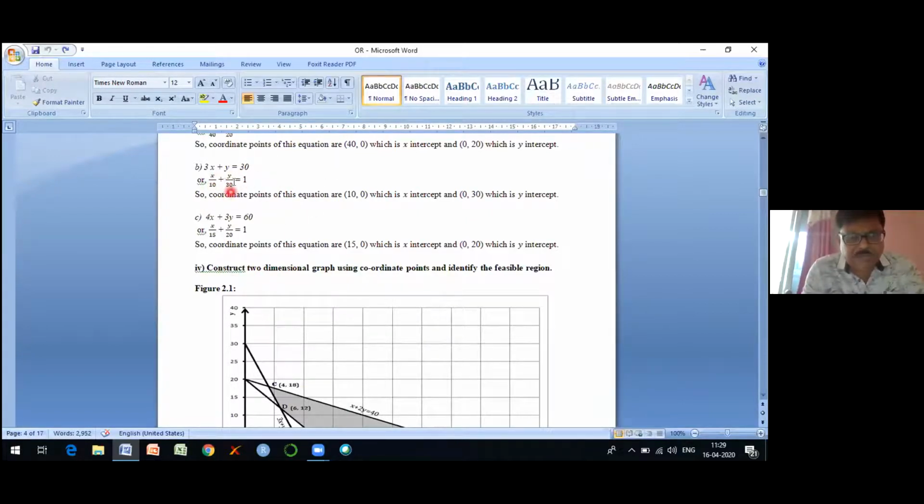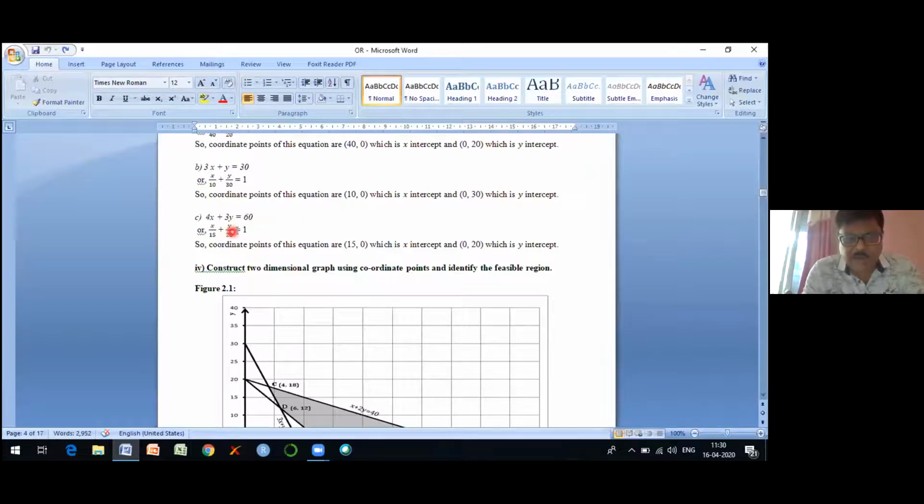So in the second constraint, here it is written 3x plus y equal to 30. Therefore, both sides will be divided by 30. So 3x by 30 means x by 10 plus y by 30 equal to 30 by 30 equal to 1. So here we are getting another coordinate points. Here we are getting 10 and y value is 0. So 10, 0. And here x value is 0, but y value is 30, which is the y-intercept.